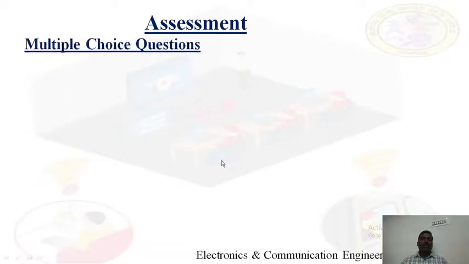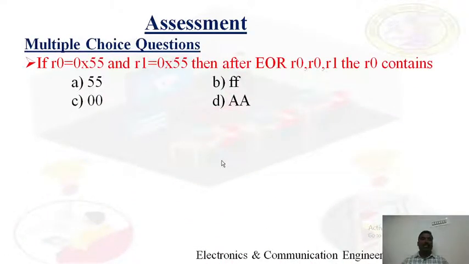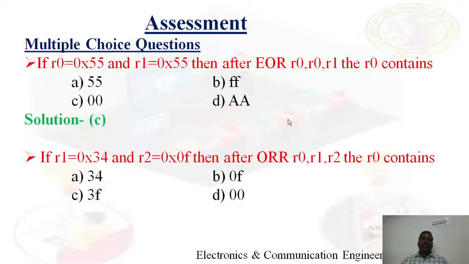So let us move on to the third question: if R0 equals 0x55 and R1 equals 0x55, then after EOR, as I said, when both the inputs are 00 or 11, when inputs are the same, the output is 0. Now here it performs the XOR operation between 55 and 55. Now tell me what's the answer for this? The answer is C, 00, because as I said, when both the inputs are the same, the output is 0 for the XOR operation.